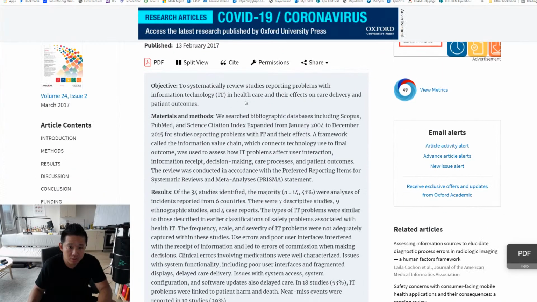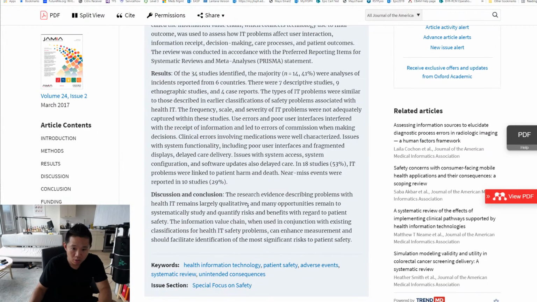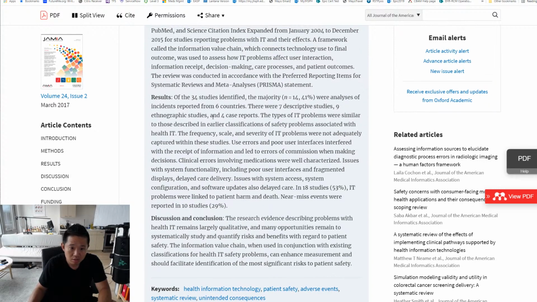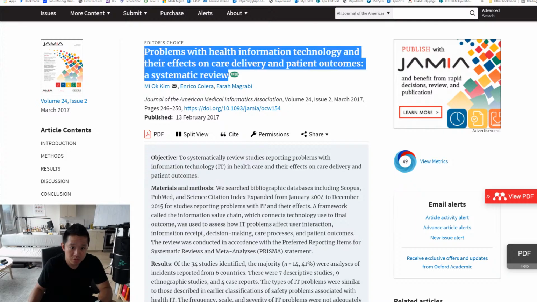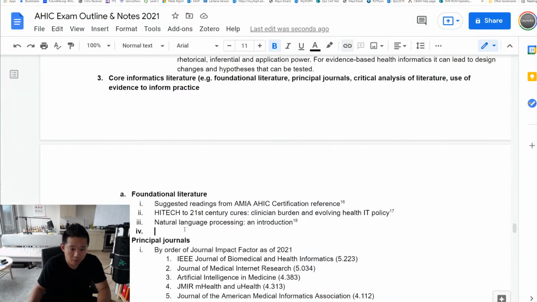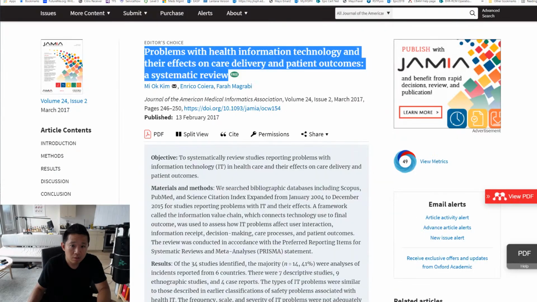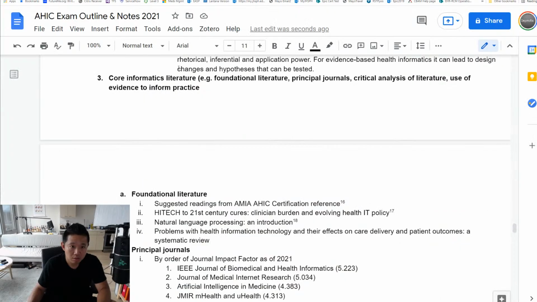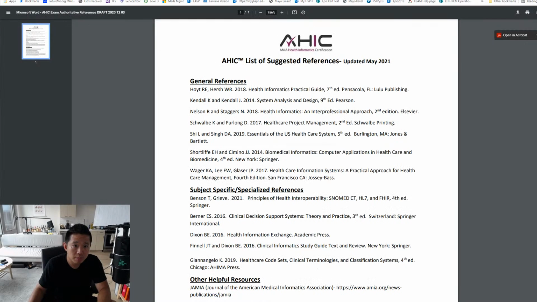What's this about? To systematically review studies reporting problems with information technology. What does it say? Describing problems remain largely qualitative and quantitative risks. Issues. This is probably good, just knowing the different types of problems. Let's go ahead and cite. Problems. Yep. Close all this.